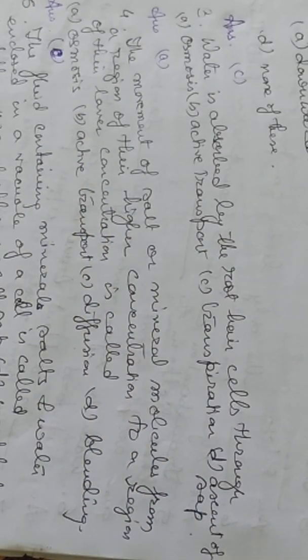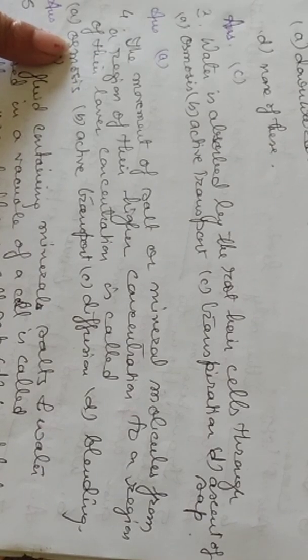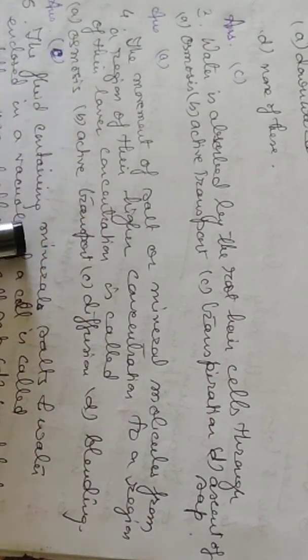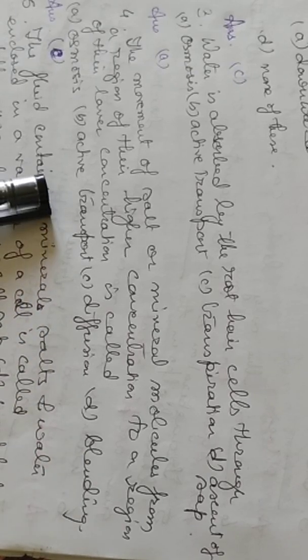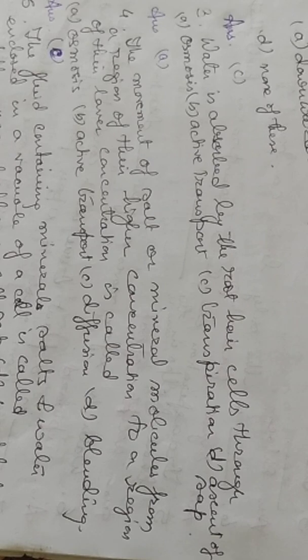If it had been through a semi-permeable membrane, then it would have been osmosis. And if it had been from lower to higher, then it would have been active transport. So in diffusion only, the salt or mineral molecules move from higher concentration to a lower concentration. Then, the fluid containing mineral salts and water enclosed in a vacuole of a cell is called cytoplasm, nucleoplasm, cell sap or tonoplast. It is cell sap.